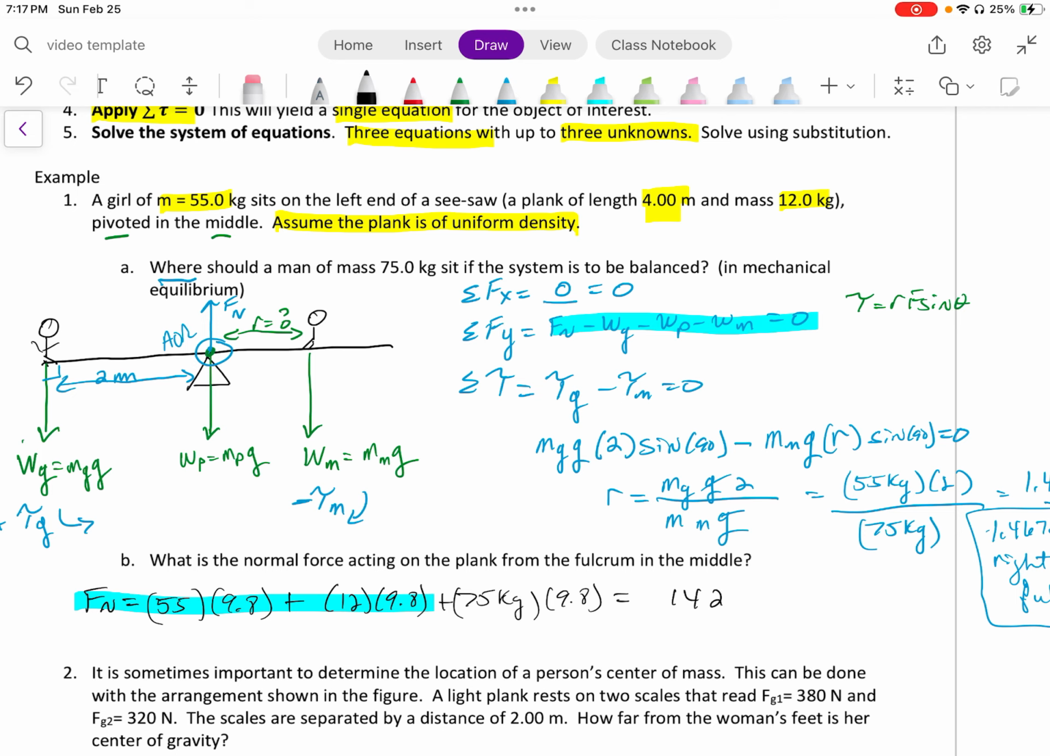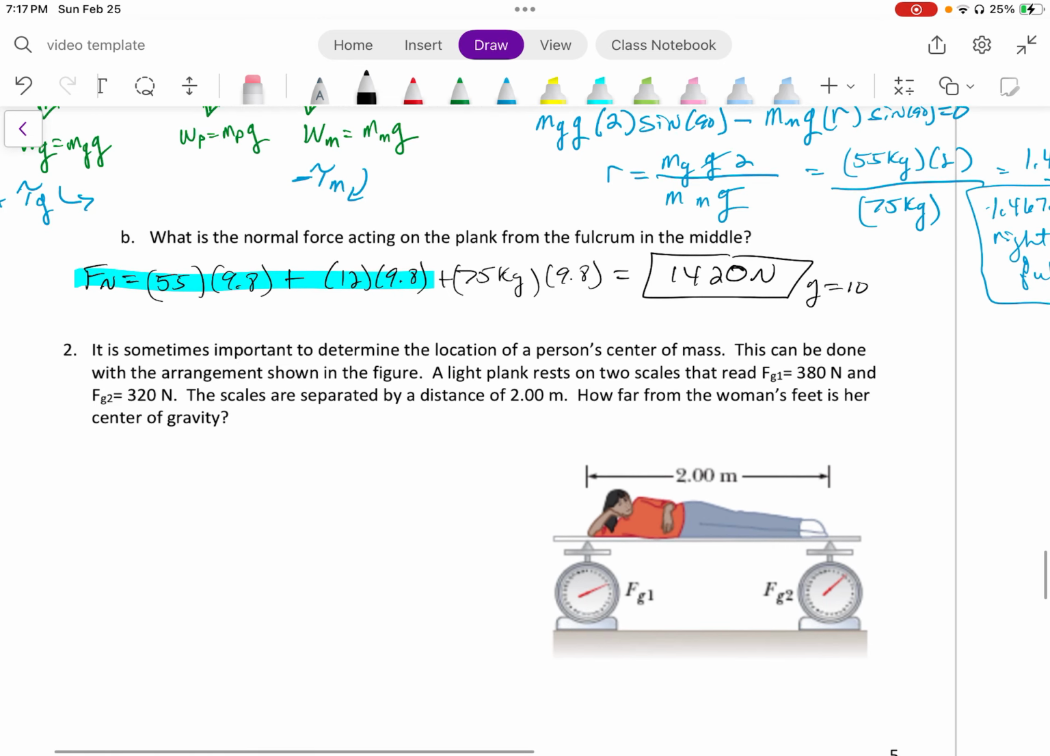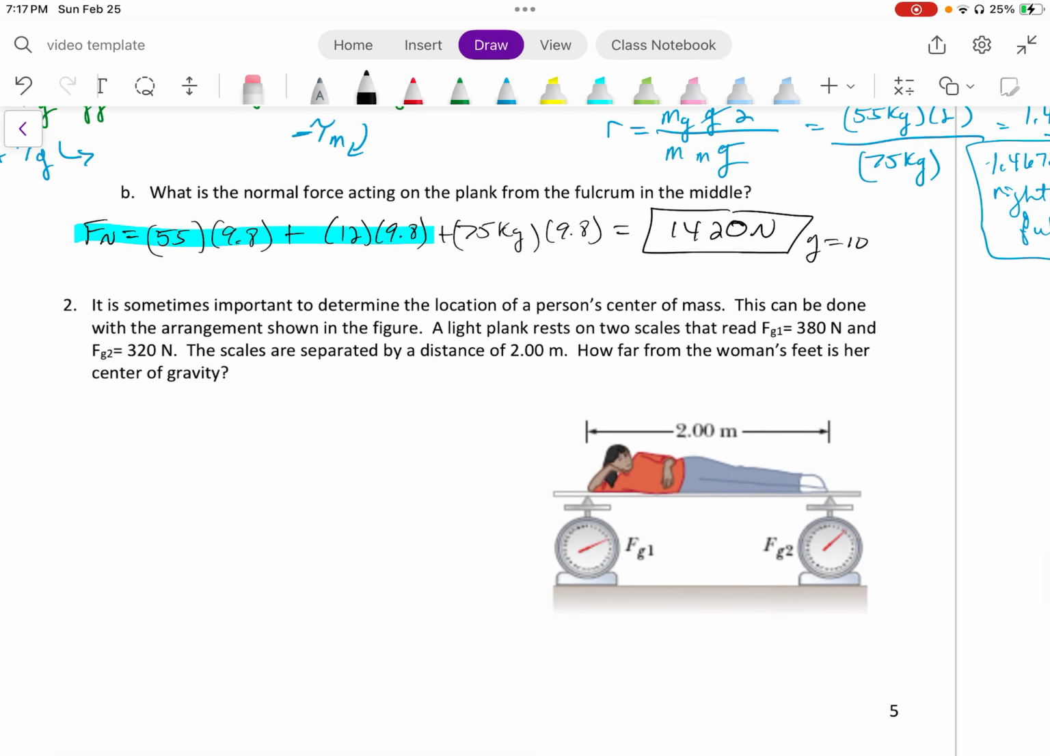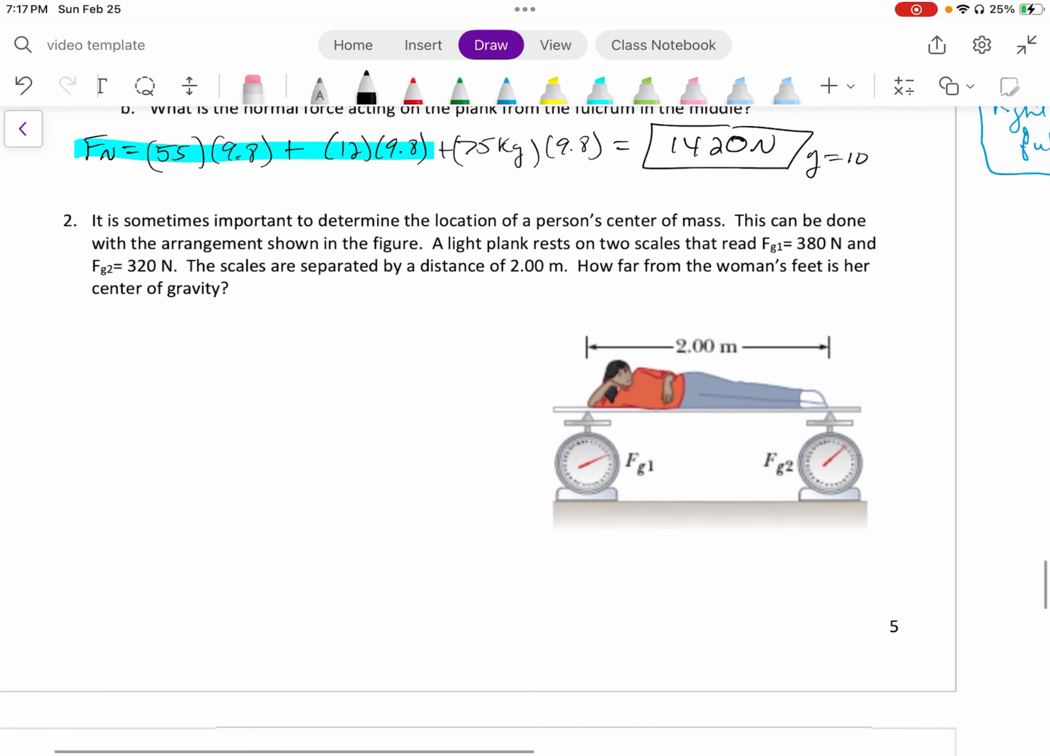And I believe I may have used 10, but I have 1420 newtons. That's what I show here, but I can't tell if I used 10. Looks like I might have used 10. I did. It'll be something slightly different. This is with g equal to 10. They'll let you use 10, by the way, except for ETA. Don't forget that. One more to go, and then we're done for today.